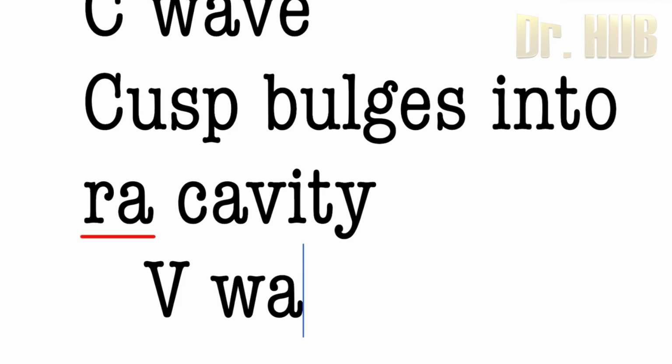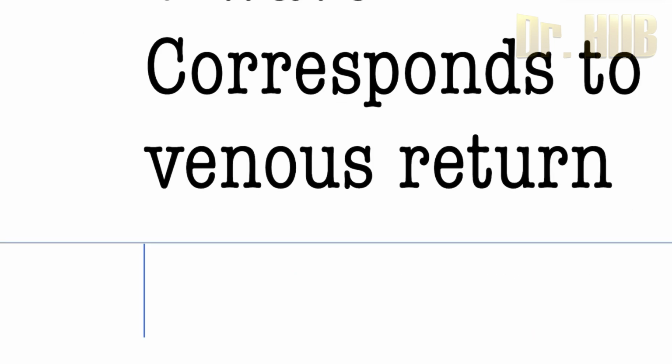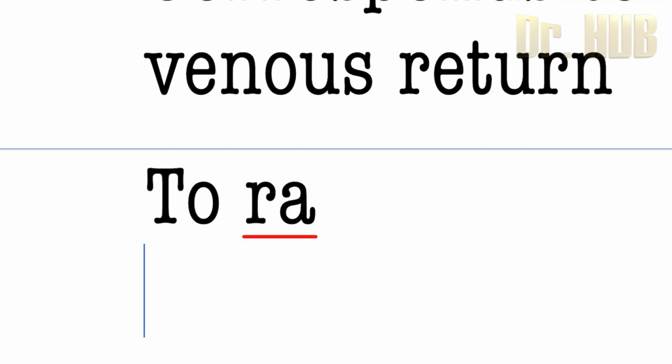Next we look at the V wave. The V wave corresponds to the venous return to the right atrium. V for venous return. C for the cusp bulging into the right atrium cavity.